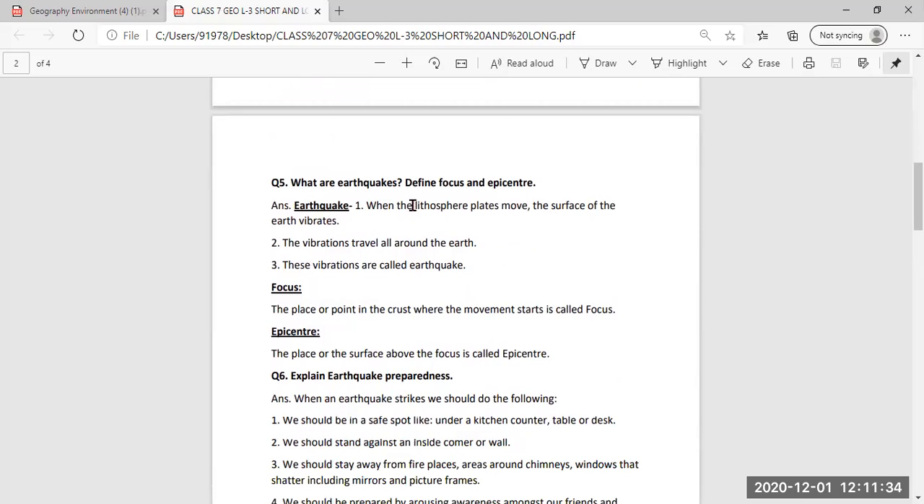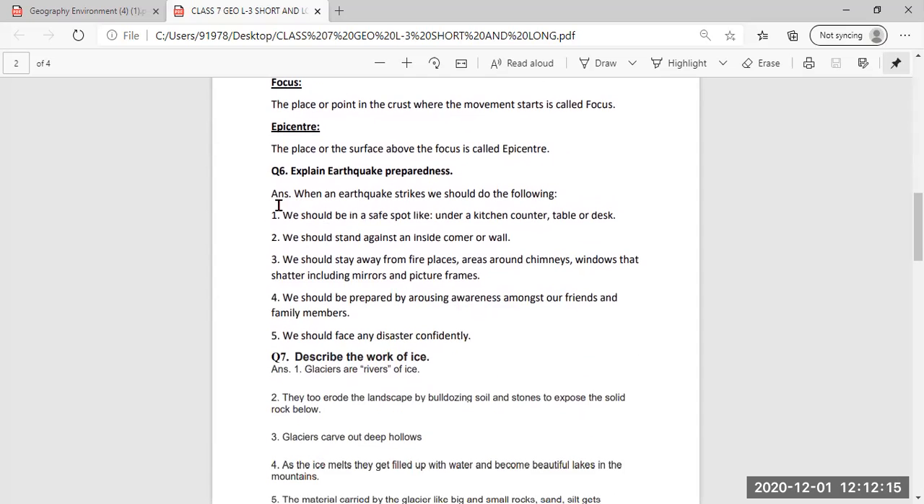Next, what are earthquakes, and define focus and epicenter. Earthquake: when the lithosphere plates move, the surface of the earth vibrates, and the vibrations travel all around the earth. These vibrations are called earthquake. We have read about this through the diagram of the earthquake given in your book. The place or point in the crust where the movement starts is called the focus, and the epicenter is the place on the surface just above the focus.